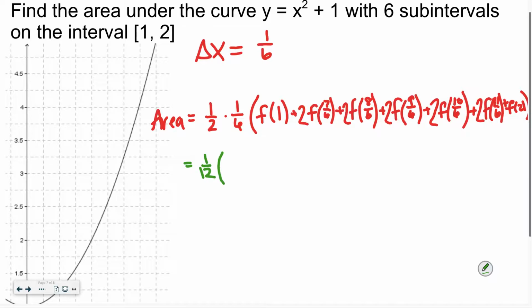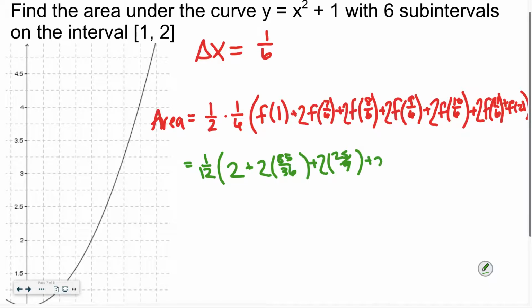F of 1. Fraction. Pod 3. Oh, you did? Yeah. Okay, so 25/9.